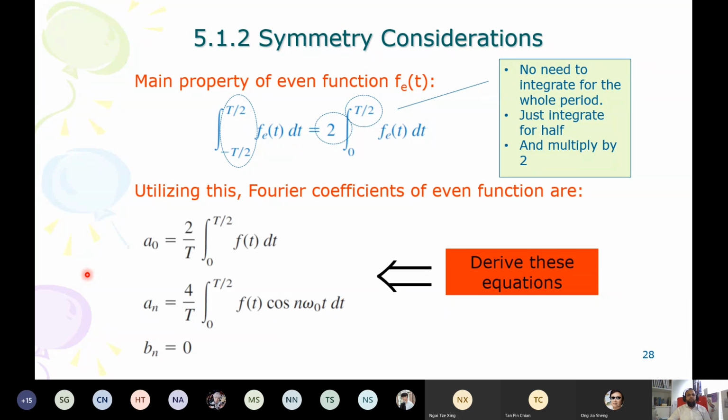All right. So for even functions, b n is 0. Very good. And for a naught, you don't need to integrate for the whole period. Just integrate for the half period and multiply by 2.